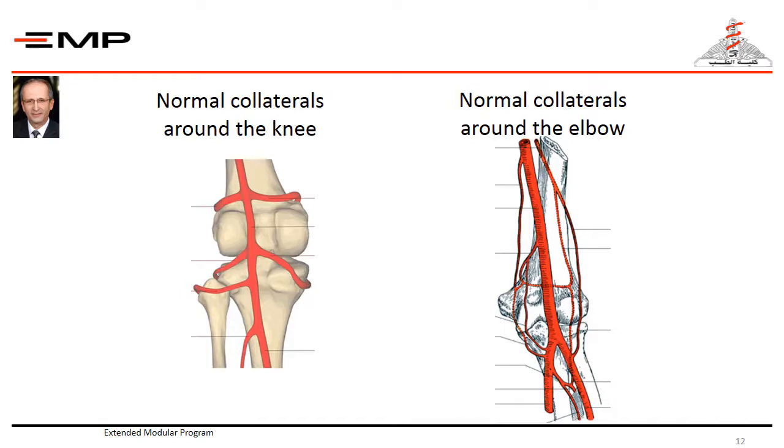These are two examples of normally existing collaterals around the knee and around the elbow. These collaterals can partially compensate for occlusion of the popliteal and the brachial arteries when it happens. You will find more details about important collaterals in your anatomy course. In this presentation, we will focus on the clinical presentation of chronic ischemia.